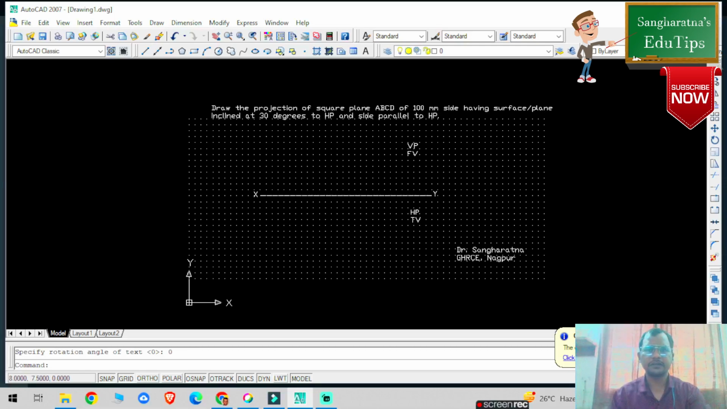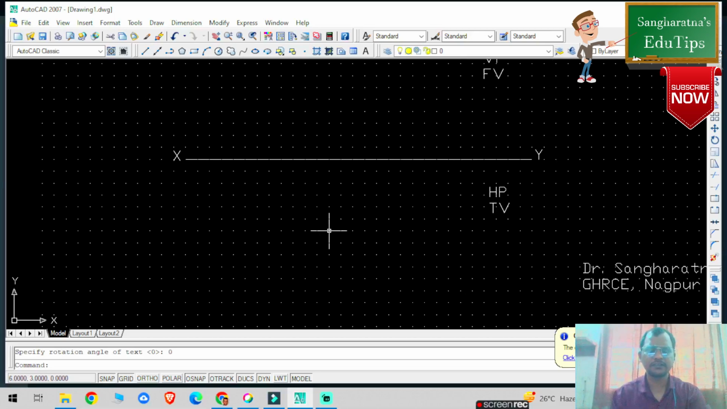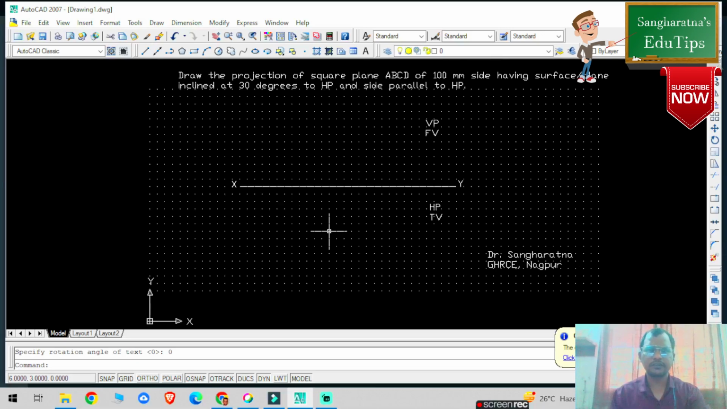inclined 30 degrees to HP and side parallel to HP. Side parallel to HP means on my left hand side will be a line. Okay, and my true shape will be in the HP and true length will be above XY reference line because side parallel to HP is written here.